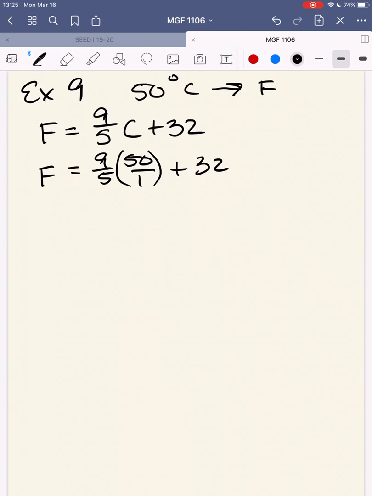I'm used to doing math by hand, so I do it this way all the time. So this one I get 90 plus 32, and I have 122 degrees Fahrenheit. Make sure when you're doing temperatures that you not only need the degree sign, you also need to tell me what unit you are finishing with. That's really important.